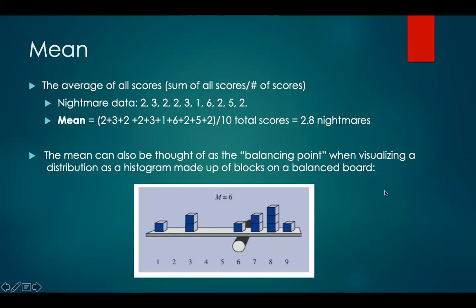So the mean visually can be thought of as a balancing point of a distribution. So here's an image of a distribution, basically a histogram made up of blocks on a balanced board. And this mean of 6 is where that board would balance.